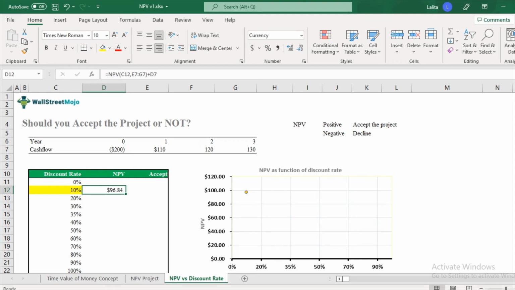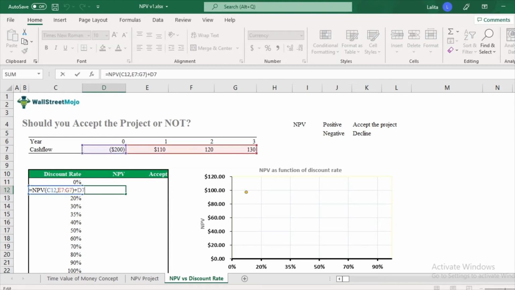Now let's do this for 0%. If you are aware of Excel, you can freeze these cells using F4, and that will make our life very easy. You don't have to retype the calculations again and again.